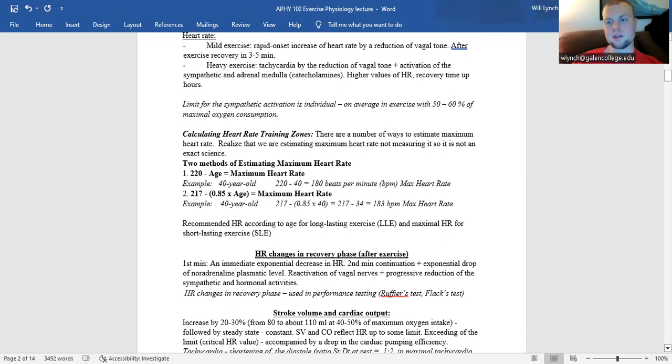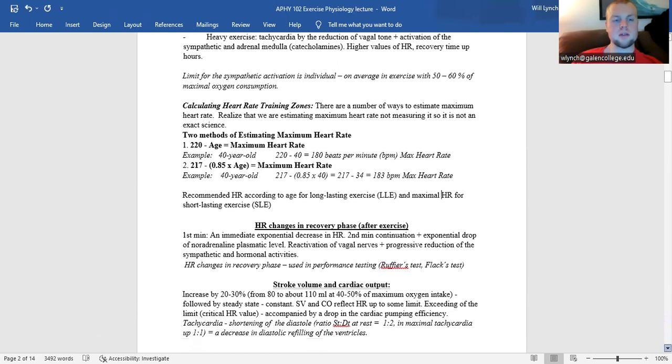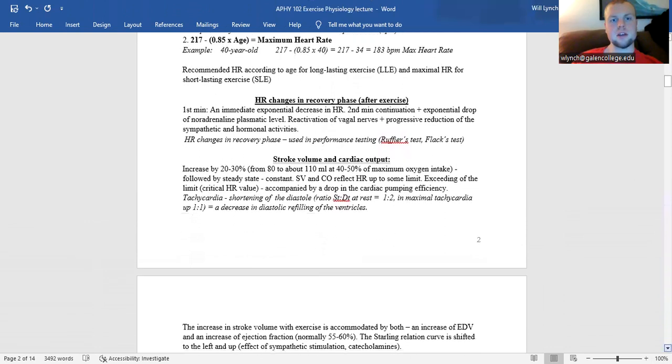Heart rate changes in recovery phase. During the first minute, we're going to have an immediate exponential decrease in heart rate. During the second minute, we're going to reactivate the vagal nerves and the parasympathetic tone. So it takes a couple of minutes to get that to reactivate. Progression is going to cause reduction of sympathetic and hormonal activities.